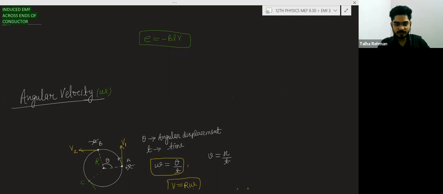This is a person and this person is moving from A to B. So here I have explained what angular velocity is.